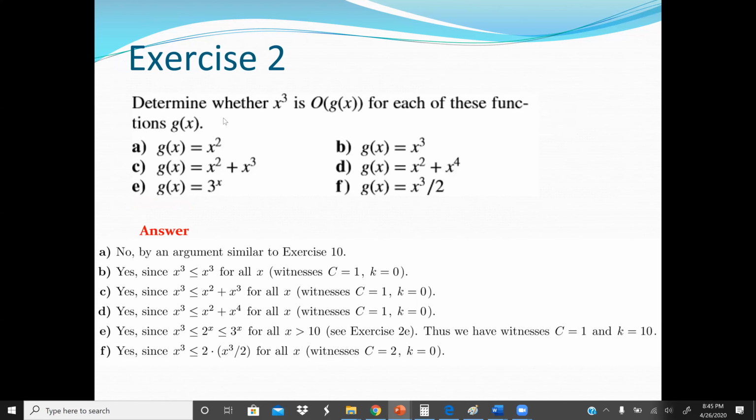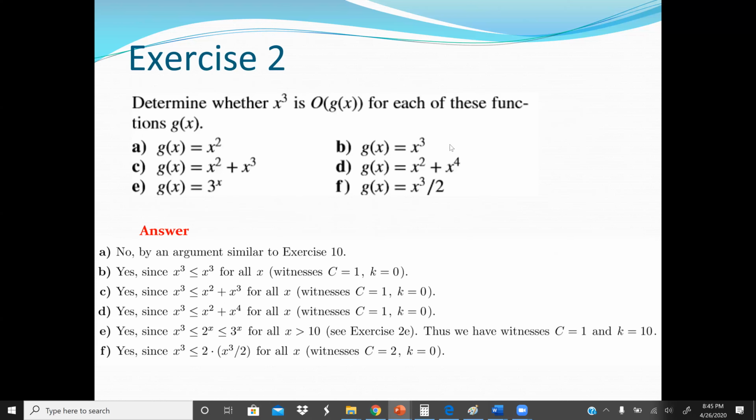Another example is we should determine whether s cubed is big O of g(s) for each of the following functions given. So here we want to compare if g(s) is s squared, so we want to determine whether s cubed is a big O of s squared. I think this is what we did previously. So we say no, because if s is greater than 1, s squared will be less than s cubed. So that is no.